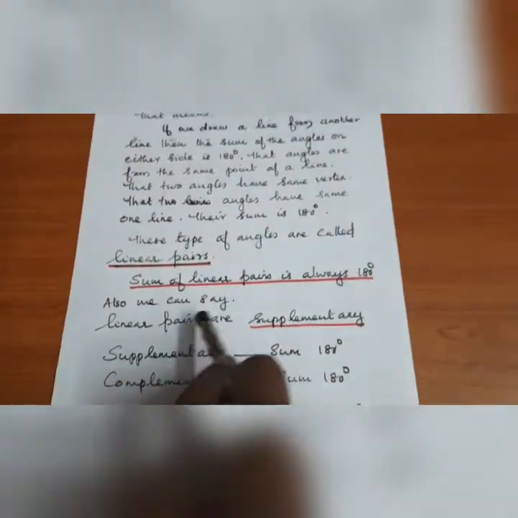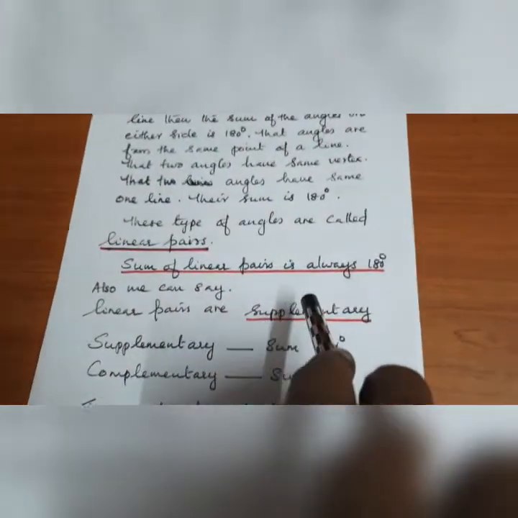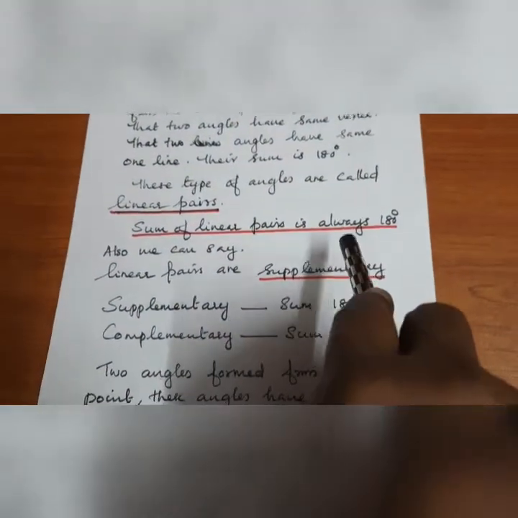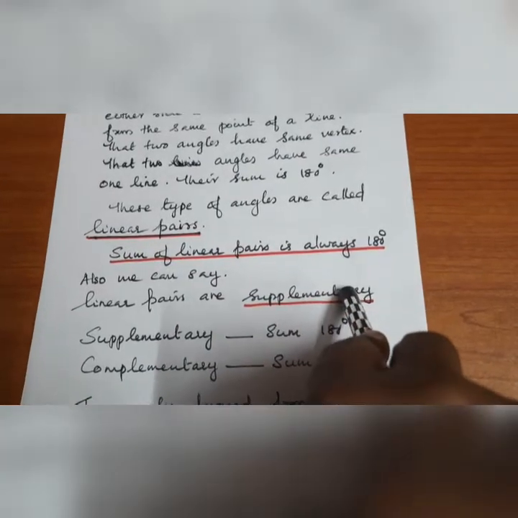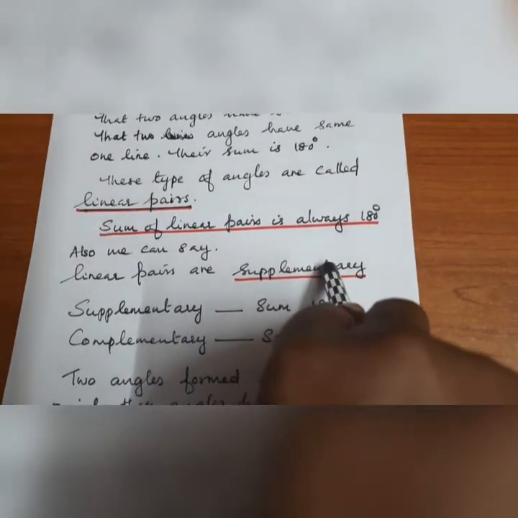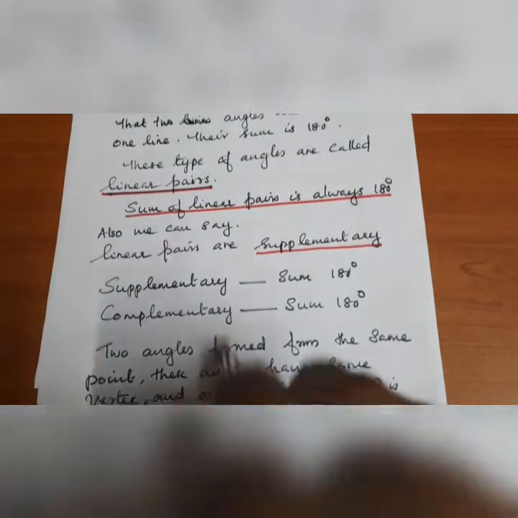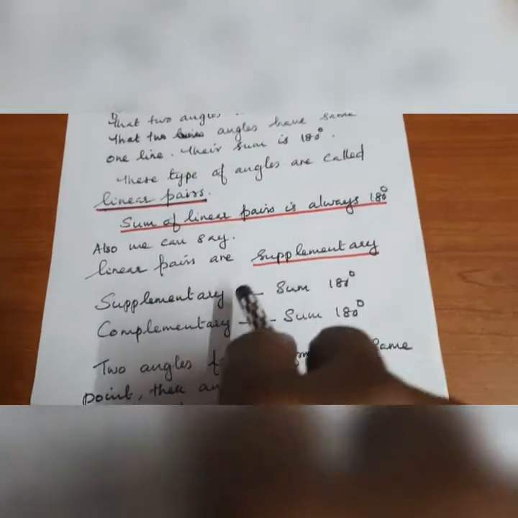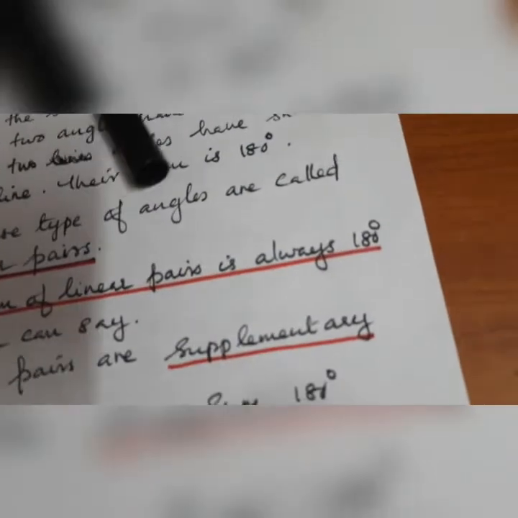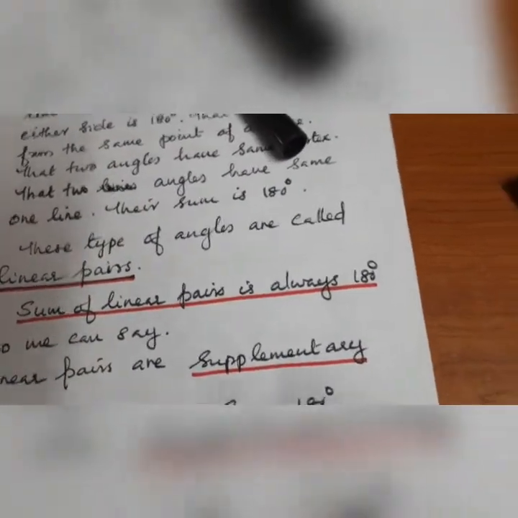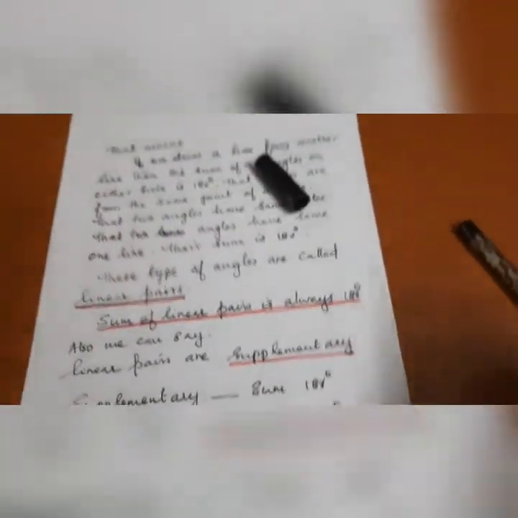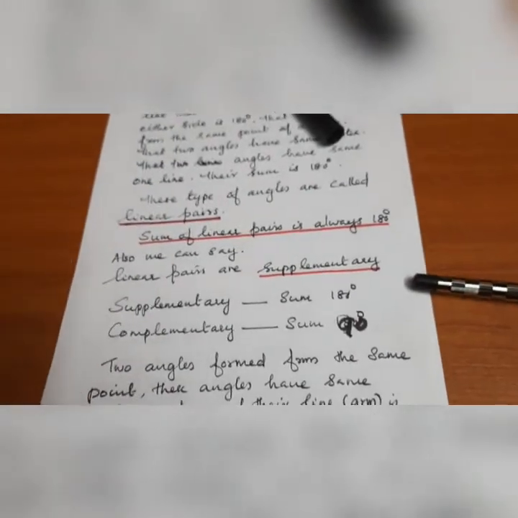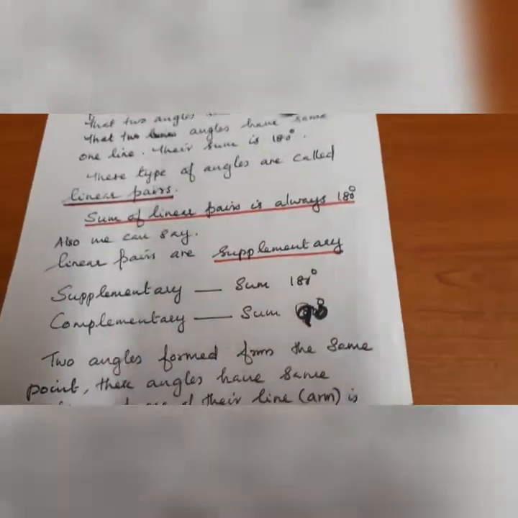Also, we can say linear pairs are supplementary. Remember the word, which is very important for your USS exam. Supplementary means sum 180 degree. Then there is another word, complementary. Sum 90 degree is called complementary, and supplementary means sum 180 degree.